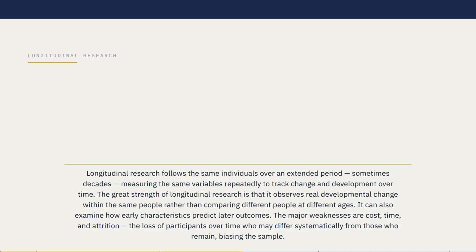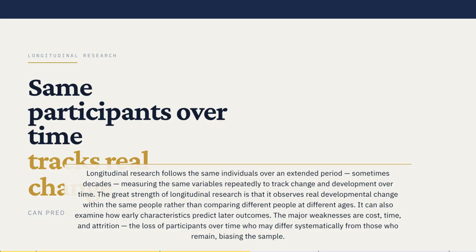Longitudinal research follows the same individuals over an extended period, sometimes decades, measuring the same variables repeatedly to track change and development over time. The great strength of longitudinal research is that it observes real developmental change within the same people rather than comparing different people at different ages. It can also examine how early characteristics predict later outcomes. The major weaknesses are cost, time, and attrition, the loss of participants over time who may differ systematically from those who remain, biasing the sample.